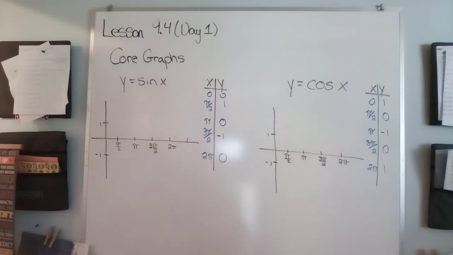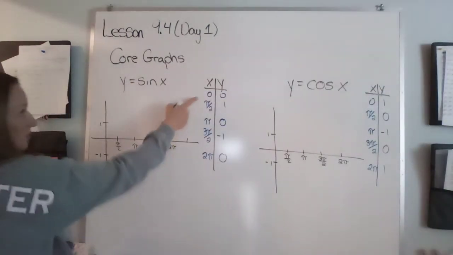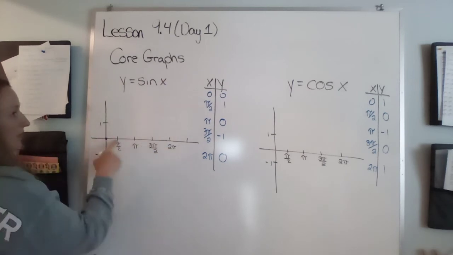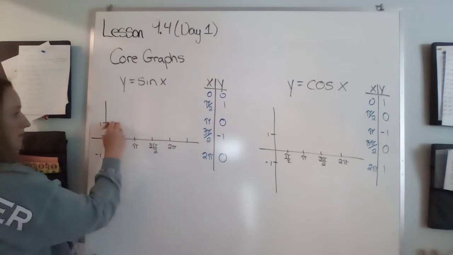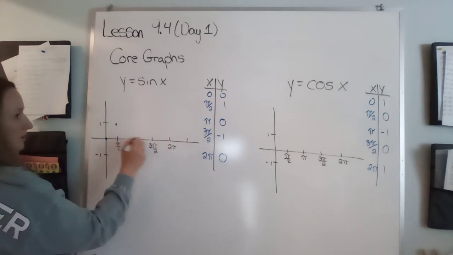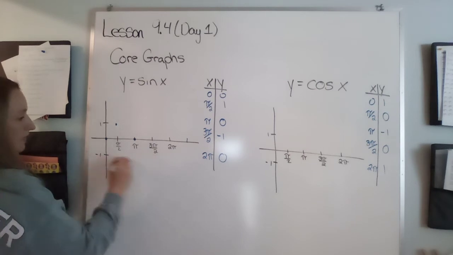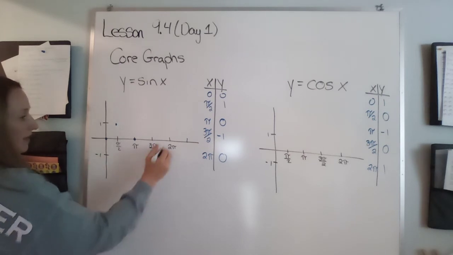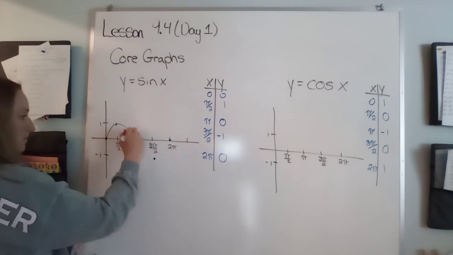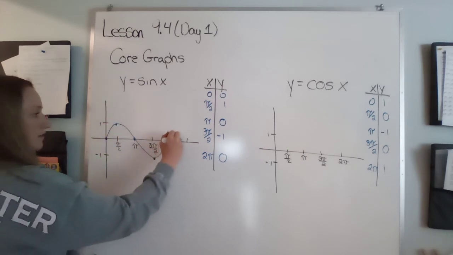All right, and then I'm going to plot those points. So I'm going to plot a point at 0, 0. I'm going to plot a point at pi over 2, 1. I'm going to plot a point at pi, 0. And then 3 pi over 2, -1. And then 2 pi, 0. Okay, and then I draw my sine function.